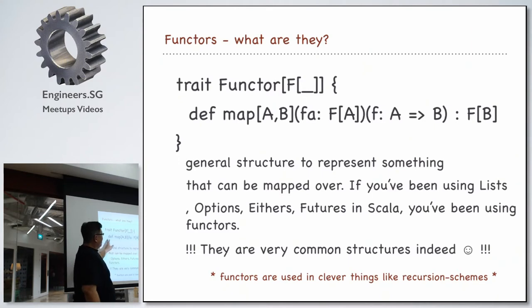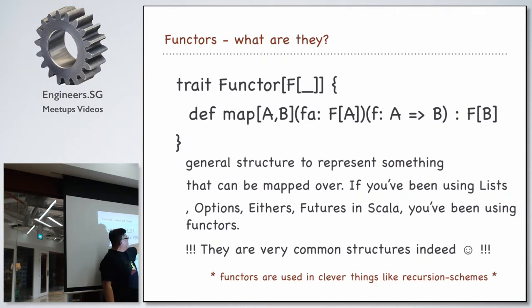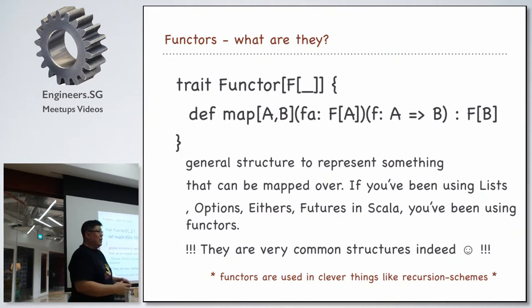Now, what this signature says is, if you give me this thing of type A, and you give me a function that transforms the values inside here from A to B, I can give you F of B. So if I have a list of integers, and you give me a function that transforms integers to strings, I can actually do it for you. It's called a functor. In cats itself, that's what they always say: it's something that can be mapped over. If you use options, futures, you must have come across this. It's just that maybe you don't know the terminology, but that's what it is.